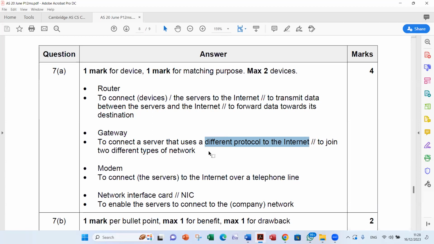The modem, to connect the server to the internet over a telephone line. Okay. Why do you need a network interface card? To enable the server to connect to the network. The server itself must have a network interface card inside.